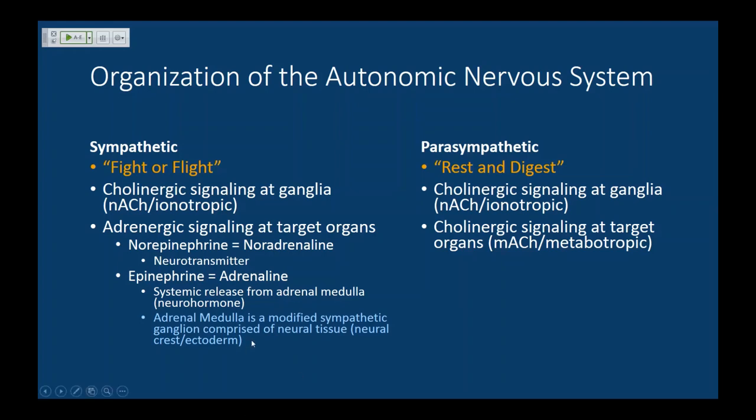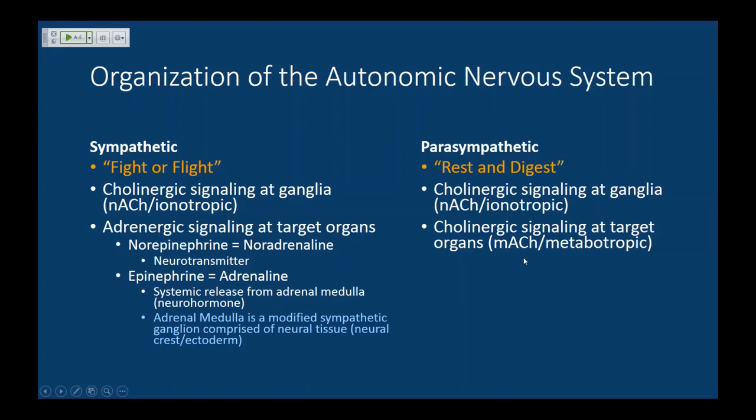Okay, very high yield here. The adrenal medulla is a modified sympathetic ganglion comprised of neural tissue. Okay, so like other neural tissue, it's comprised of neural crest derivative, which is ectodermally derived. This is high yield because the adrenal cortex, which has a completely different function, is mesodermally derived. So again, these exceptions to the rule are things you have to know. This should be pretty easy to know if you know the function of the adrenal medulla is to be a modified sympathetic ganglion and secrete a neurohormone, epinephrine. Then it should be easy to follow along that it's also neurally derived.